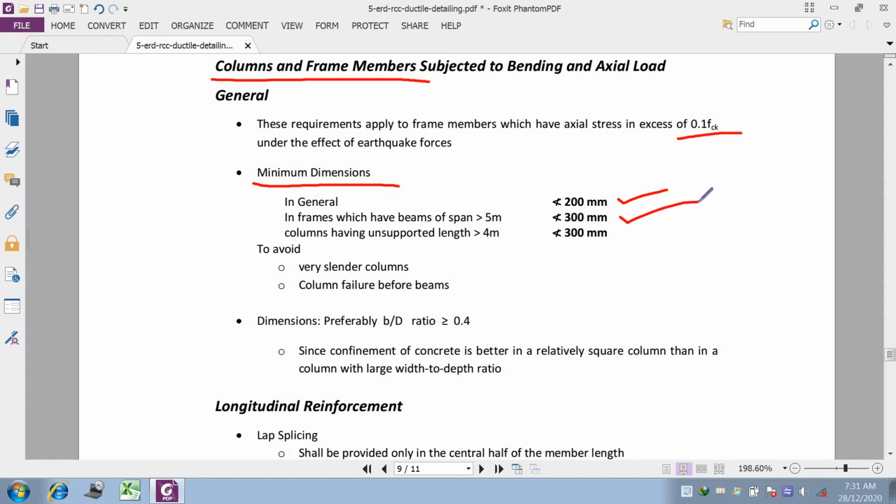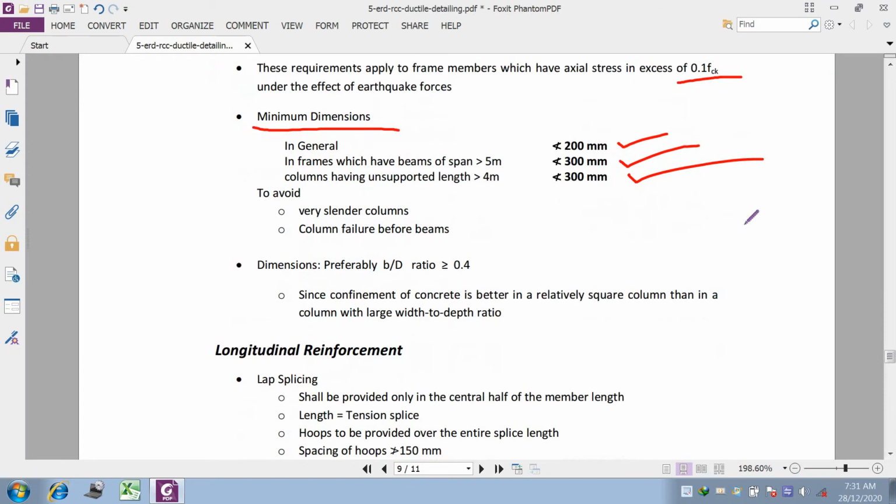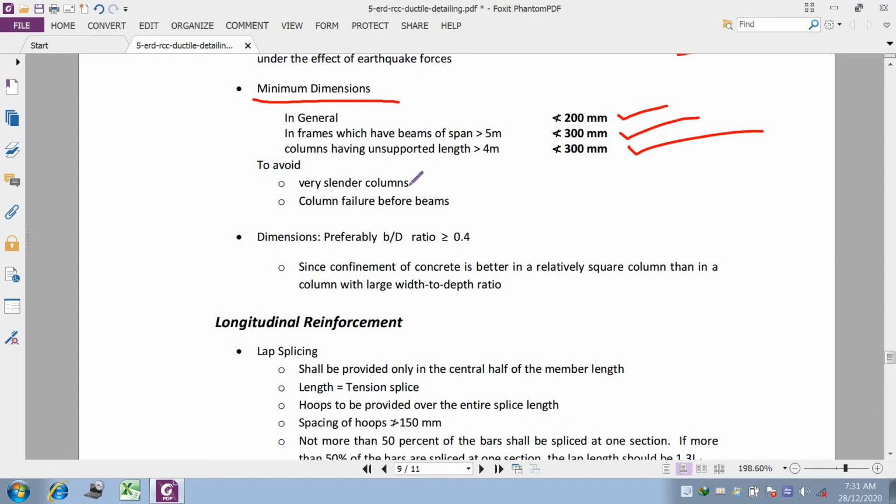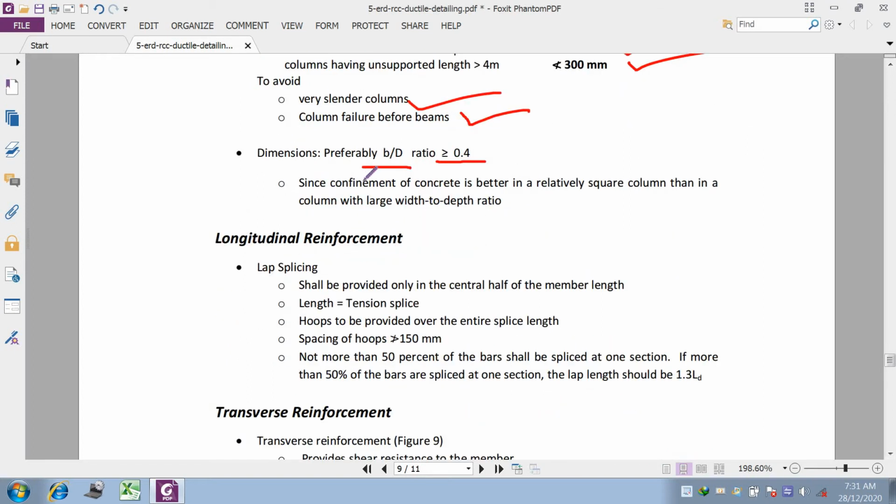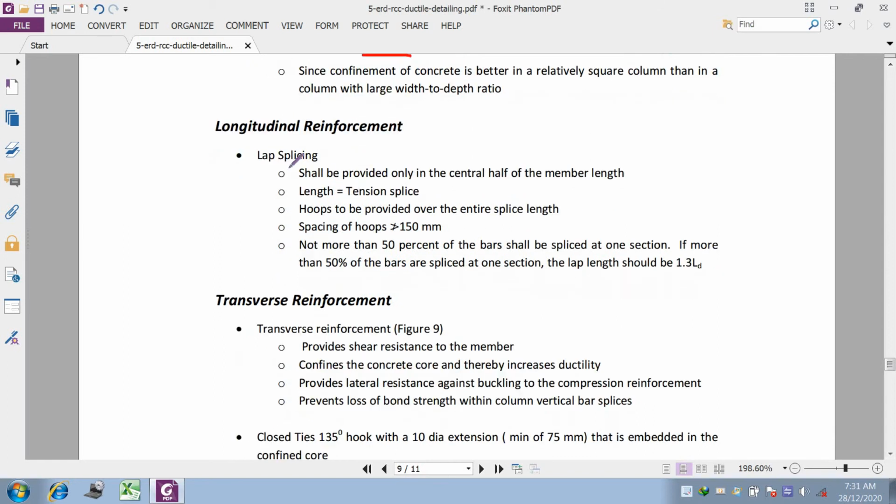Columns having an unsupported length greater than 4 meter should have a minimum dimension of 300 mm. To avoid very slender columns, and column failure before the beams, the B by D ratio should be greater than or equal to 0.4. The confinement of concrete is better in a relatively square column than in a column with a large width to depth ratio. Then the provision of longitudinal reinforcement: lap splicing should be provided only in the center half of the member length.